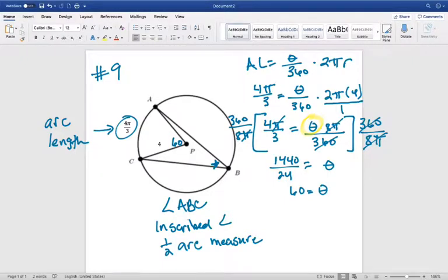Now that means the arc measure is also 60 because a central angle and its arc measure are always equal, and an inscribed angle is half as big. So when they ask me for this angle right here, it's going to be half of that 60, so the angle measure is 30, and that's what we're looking for.